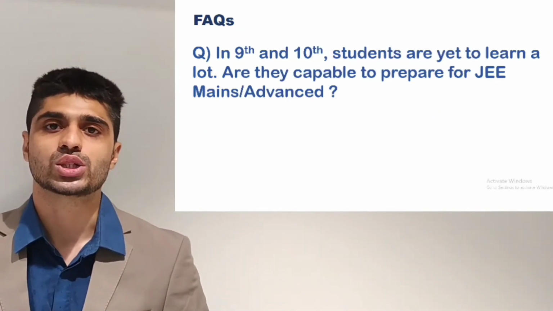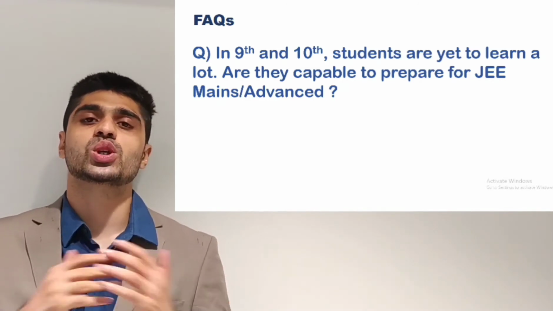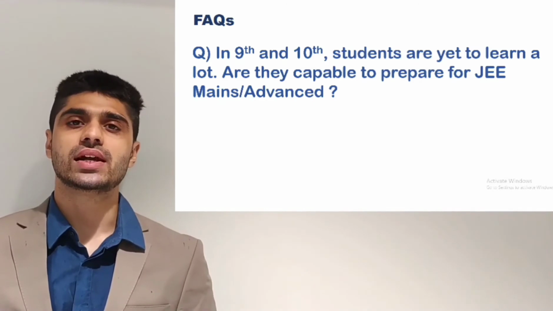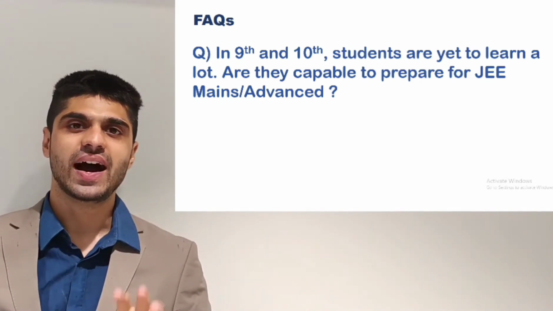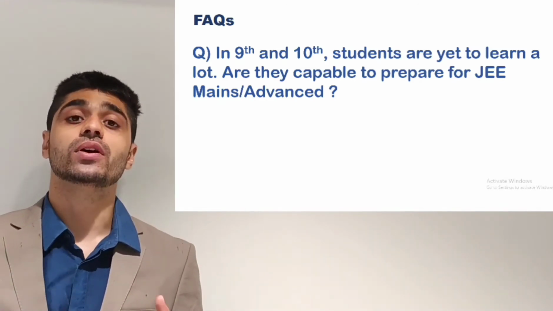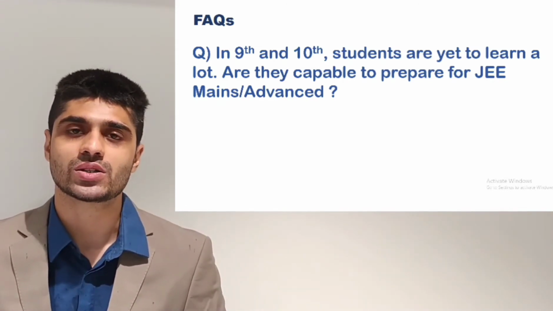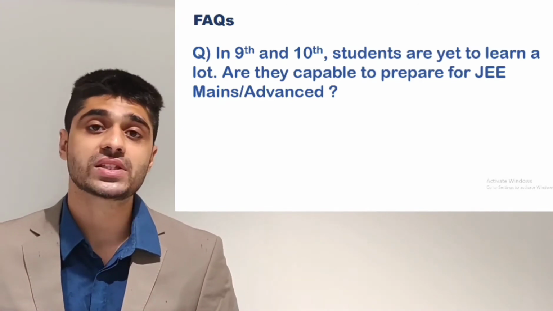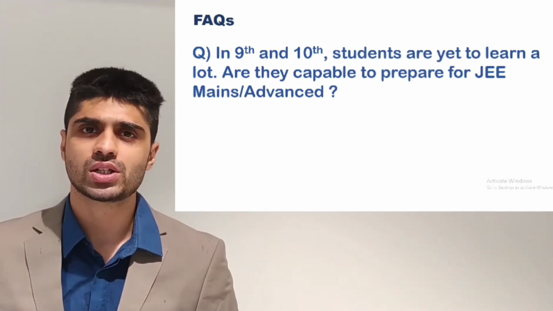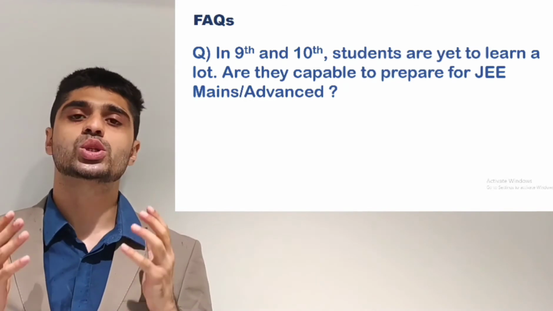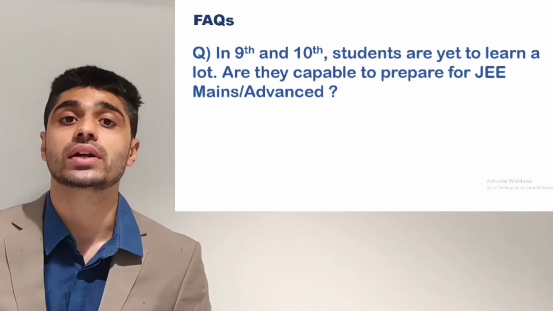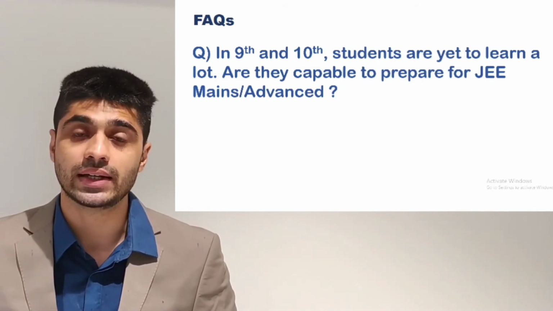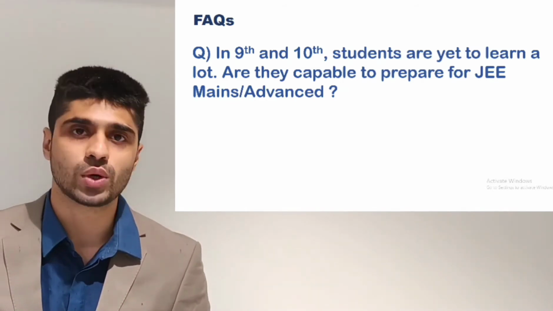Moving on with the second question. Well, this is one of the most logical questions that I've come across so far. Students in 9th and 10th standard are yet to learn a lot. Are they really capable of learning the core JEE Mains and Advanced concepts? So, when it comes to a foundation course, there are certain topics in mathematics like permutations and combinations or binomial theorem which do not take any references from things that you learn in 9th and 10th. Such chapters are done as a part of the foundation course.